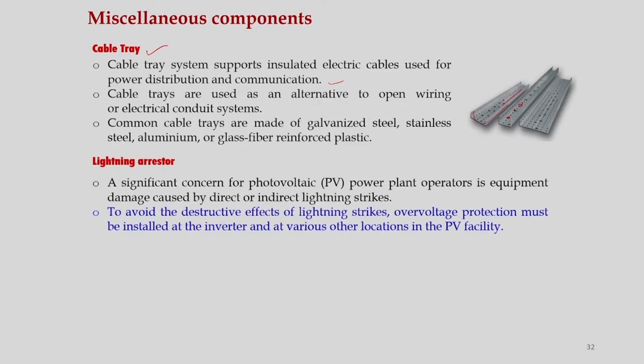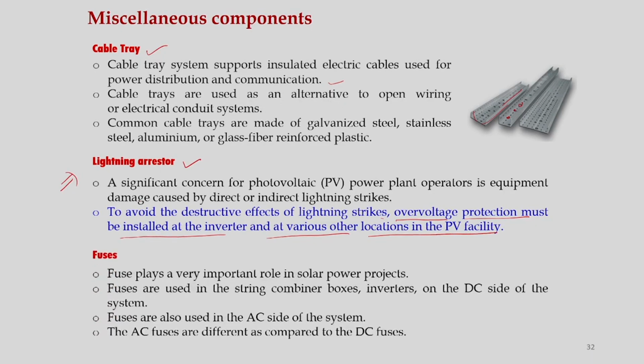And one very important aspect is the lightning arrestor, which is very important to protect the unit. Okay? So, to avoid the destructive effect of lightning strikes, over voltage protection must be installed at the inverter and at various other locations in the PV facility. So, this is very important, because without an arrestor it is very risky, otherwise everything will be damaged. Okay? So, lightning arrestors are primary, and of course fuses are required.